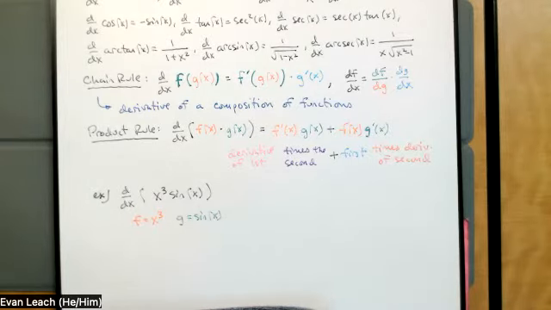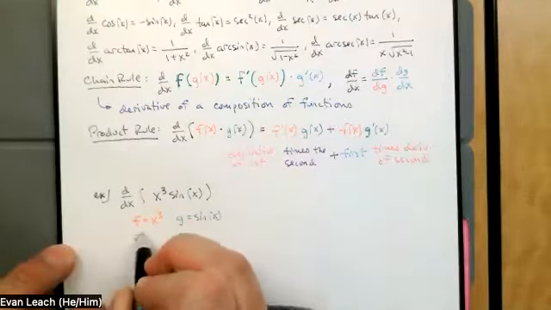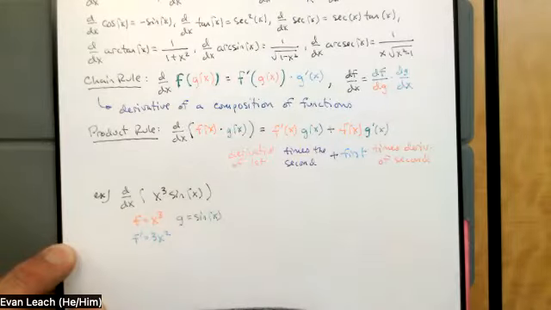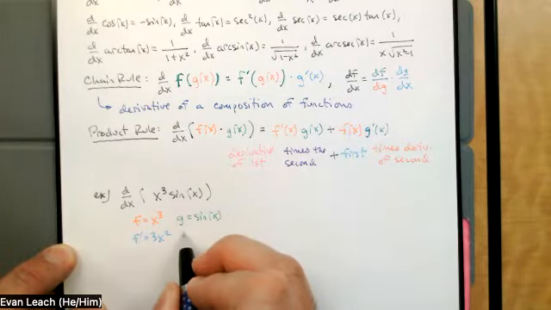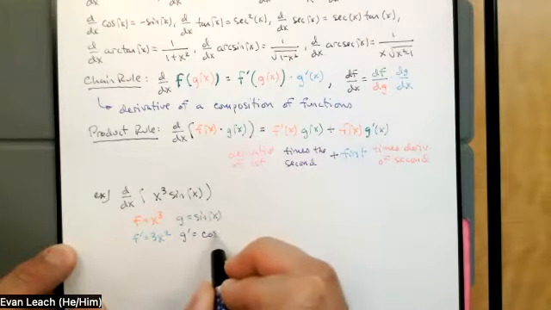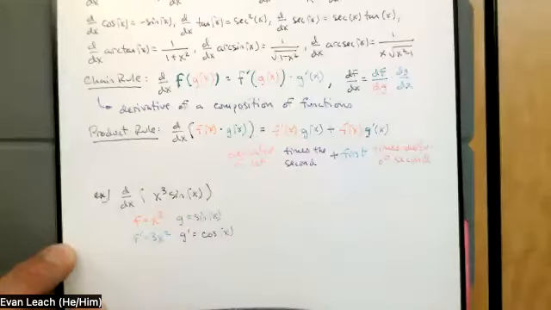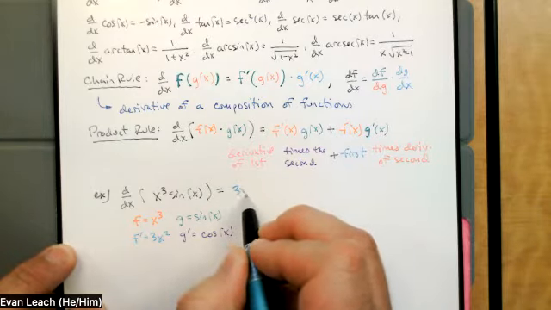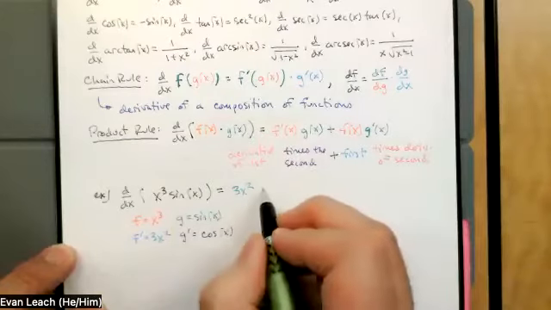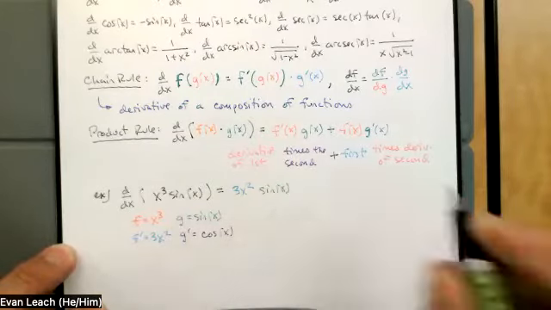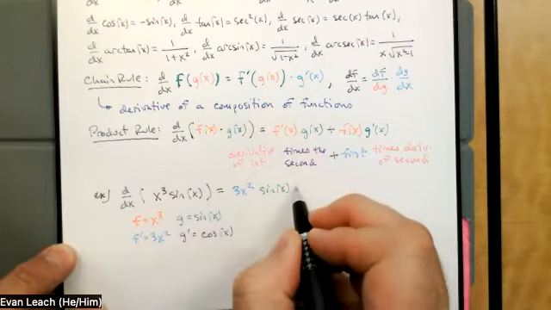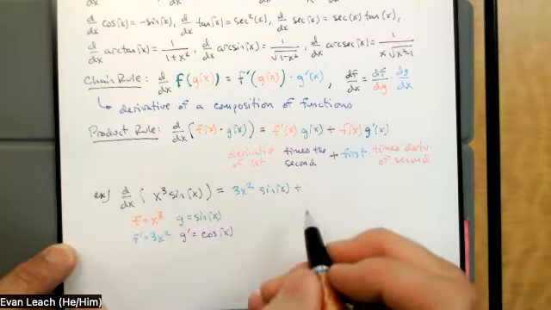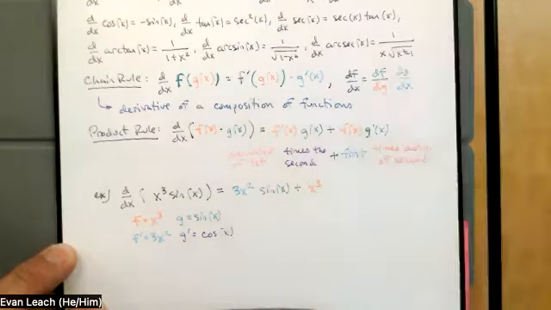The other parts I'm going to need are the derivatives of each of these functions. So f prime will be 3x squared. And the g prime is cosine x. So my derivative is f prime g, so 3x squared times sine x, plus f g prime, x cubed times cosine x.